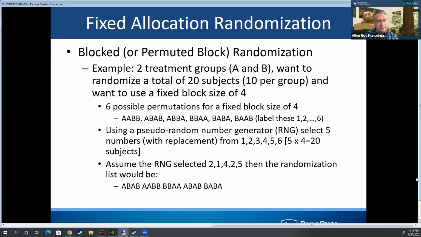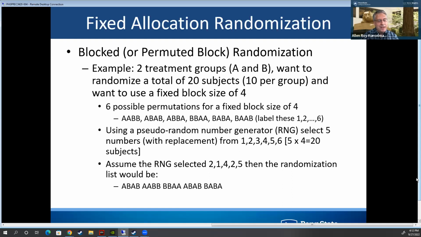Well, there are 6. It could be AABB. The first person can get A, the second person B, then A, and then B. You can see I listed the 6 here for you, and you can label these 1 to 6. The first block is AABB. The second block is ABAB. Then you can use a pseudo-random number generator to select 5 numbers with replacement from those 6 labels.